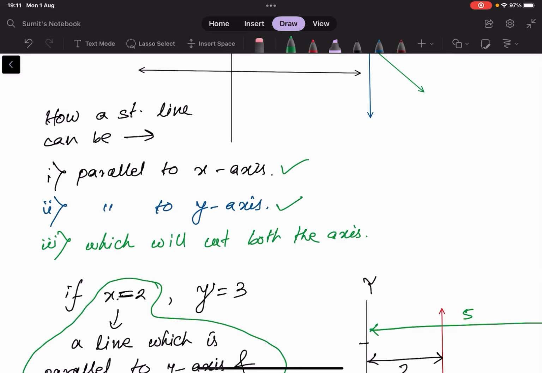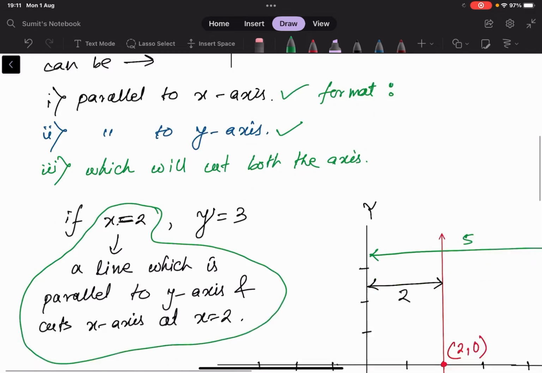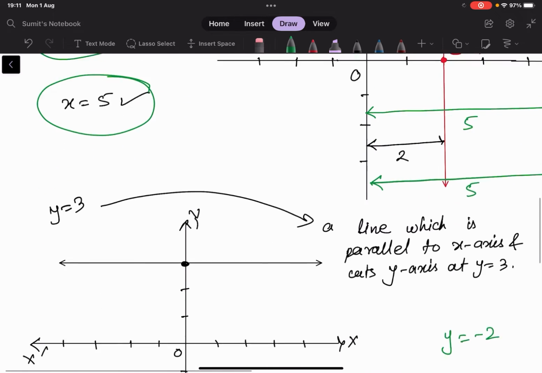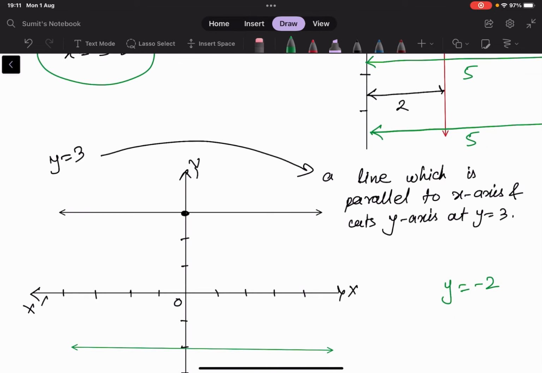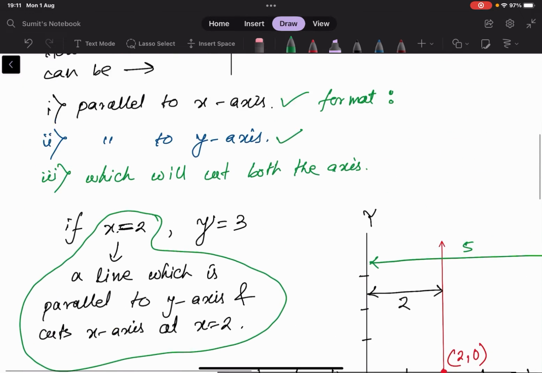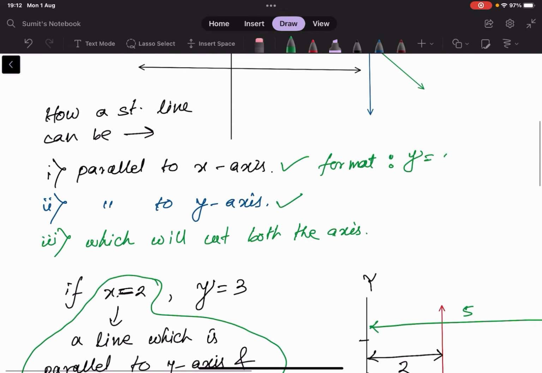And what is the format of a line parallel to the x-axis? Parallel to the x-axis means here it is y equal to 3, y equal to -2. That means y equal to a constant will be there only. Y equal to constant. That is the format of a line parallel to the x-axis.